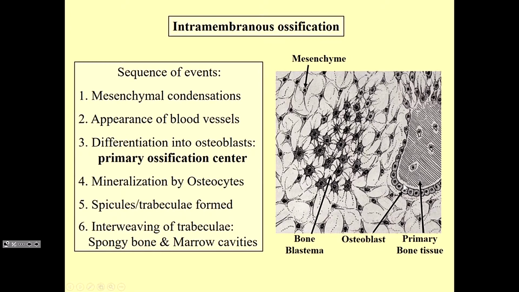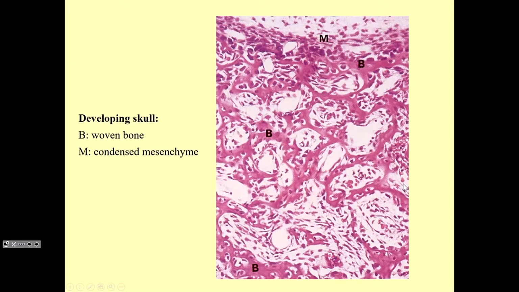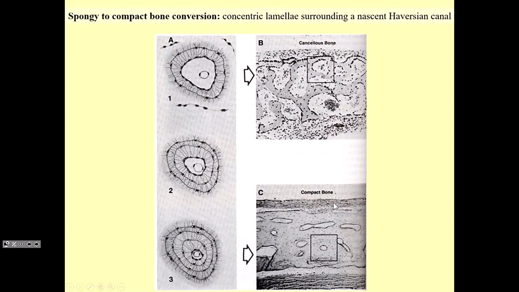Okay, so intramembranous ossification, pretty straightforward. Mesenchymal cells differentiate into osteoblasts, which secrete the osteoid and then become osteocytes. So you can see that here in this spongy bone. You can see these mesenchymal cells in the endosteum in this case, turning into osteoblasts and then secreting osteoid, becoming components of bone.